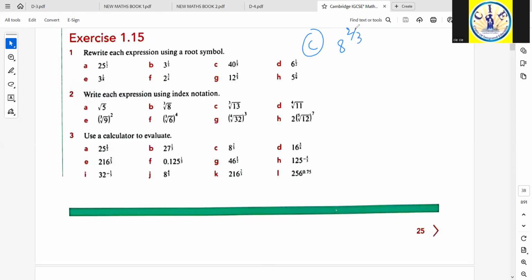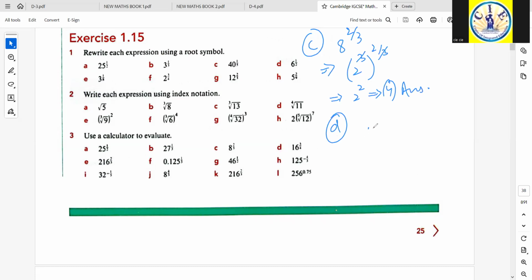8 raised to power 2 by 3. Using the calculator, we can simplify it. 8 is 2 raised to power 3, so we have two powers of the same number, which can be multiplied. That leaves 2 raised to power 2, which is 4. So that will be the answer using a calculator.